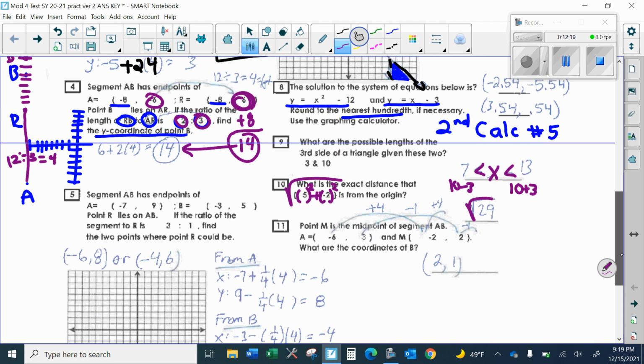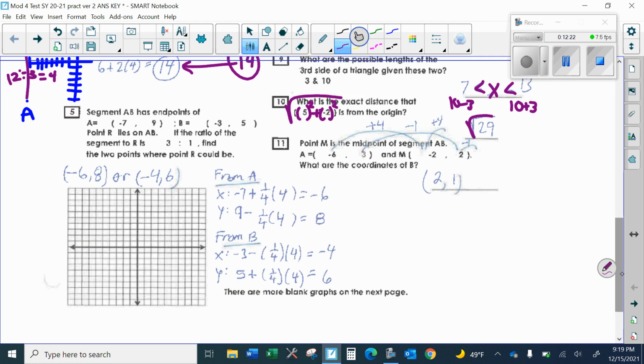Number 11. M's the midpoint of segment AB, so they give you A and they give you M. They want you to find the other endpoint B. So it's got to be the same distance. Midpoint means the same distance. So how far from negative 6 to negative 2? I added 4 to get from negative 6 to negative 2. So that means I have to add 4 again. So I see the plus 4 there. So what's negative 2 plus 4? Positive 2. Now I do the exact same thing again with the y's. How do I get from 3 to 2? I subtract 1. So I must subtract 1 again. 2 minus 1 is 1. And there's your answer, 2, 1.